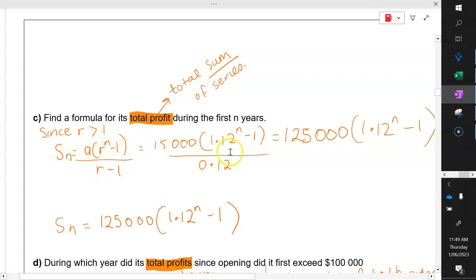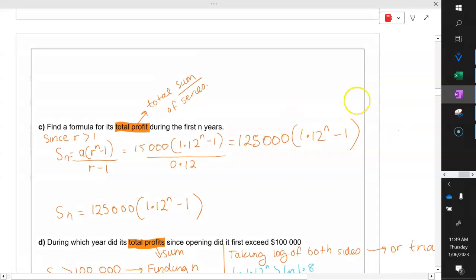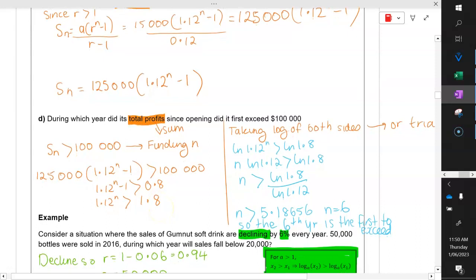I'm popping my values straight in, and what I end up with is 125,000 times 1.12 to the n minus 1. That's the formula, and I've just rewritten it there. It's a generic formula. For the next one, we're actually going to figure out a year that goes with it.